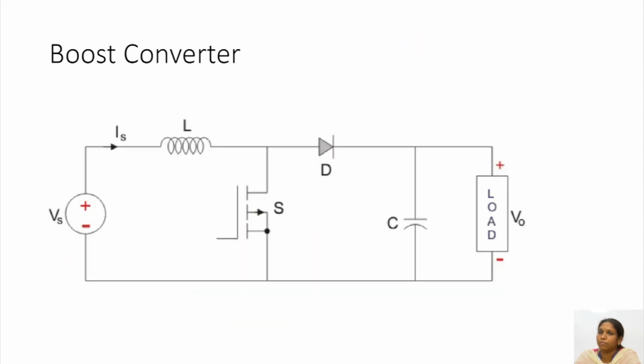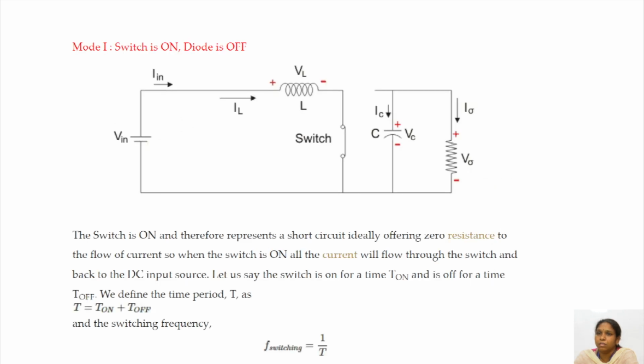Next one is boost converter. In the boost converter, the supply voltage, the inductor and the switch will be placed across the supply voltage, and then the diode, capacitor and the load resistor. The V naught will be across the load resistor. So, the design analysis will consist of two modes.